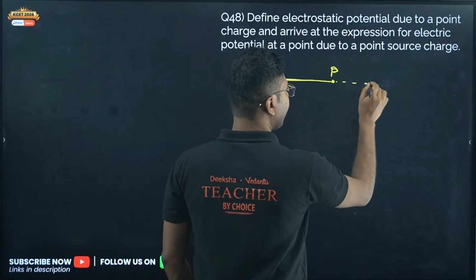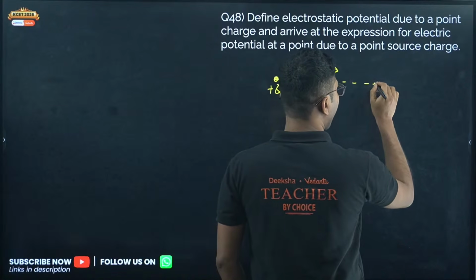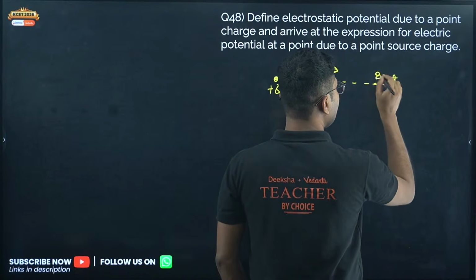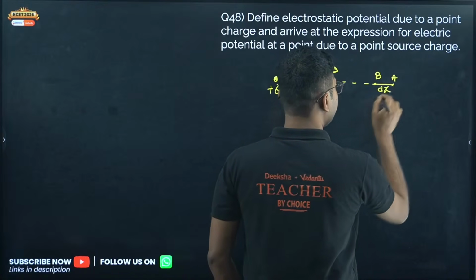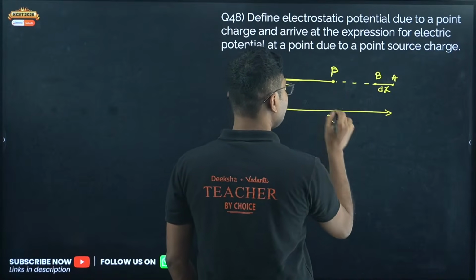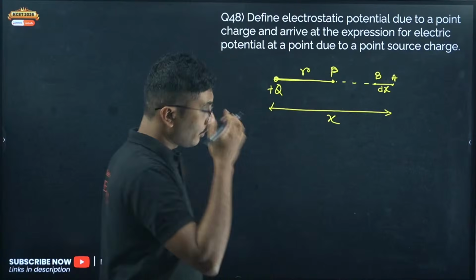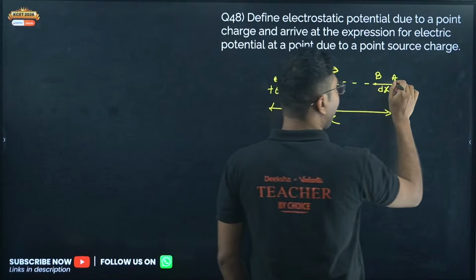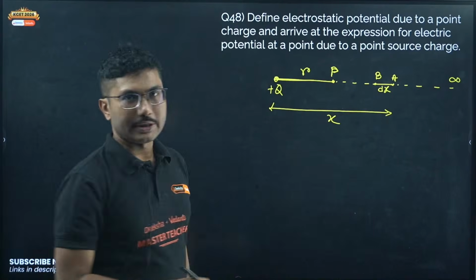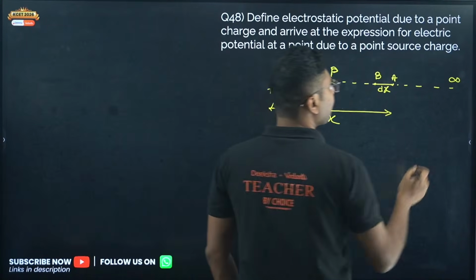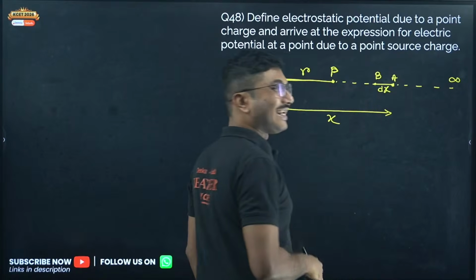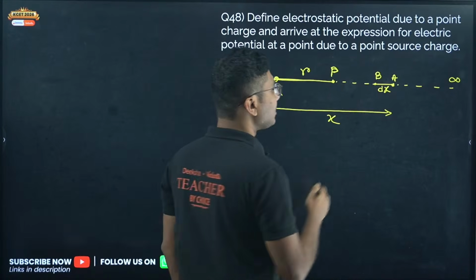And here, let us take 2 points A and B separated by a small distance dx. The total distance from the source charge is x. This distance is r. Now obviously according to the definition we have to start at infinity and bring the test charge from there to here. So we have started at infinity and we have arrived at this point A.